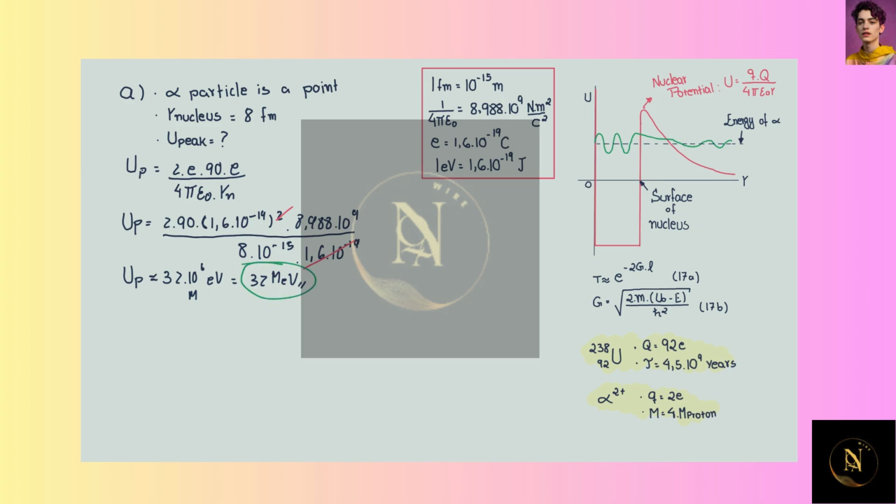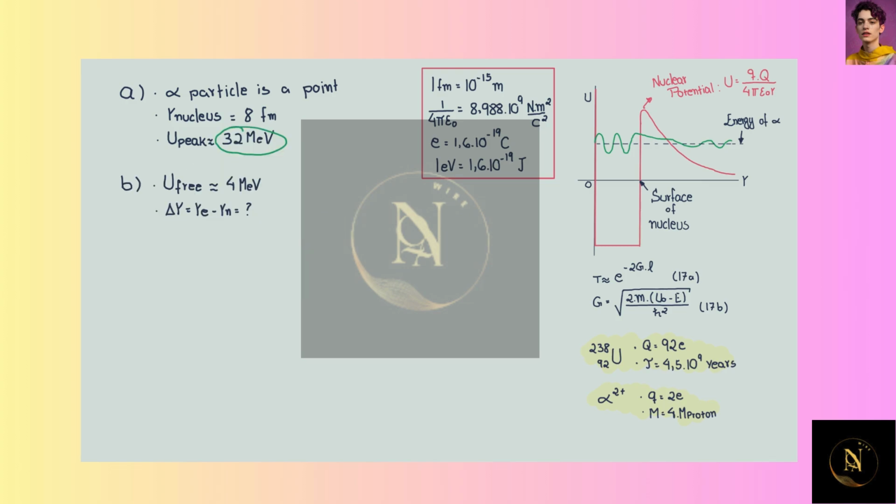Before going to the second item, let me organize my board. In the second item, we are told that when free, the energy of the alpha particle is approximately 4 mega electron volts. Given this information, we have to give an estimate for the width of that potential barrier. We will proceed as follows. Take a look here at the plot of the potential barrier. What is the width?